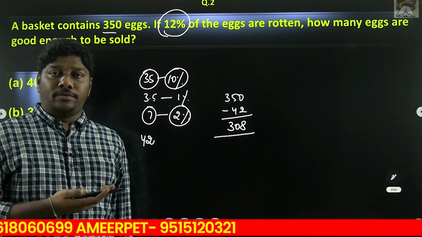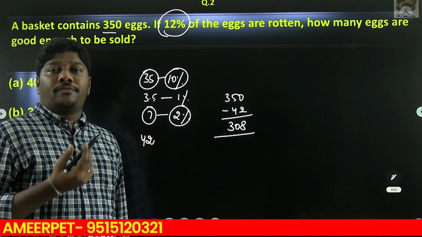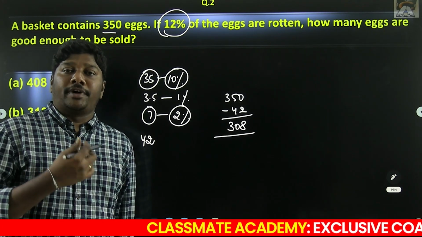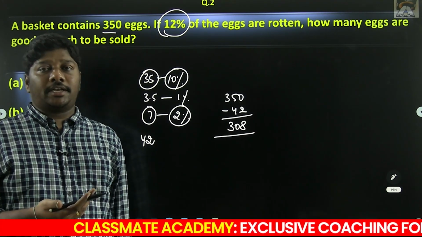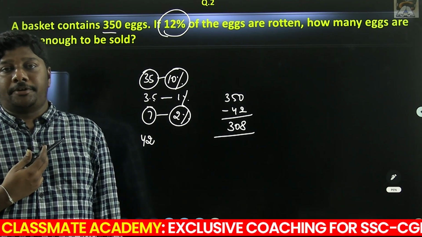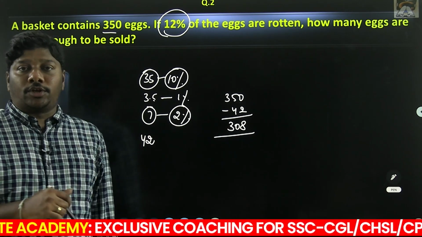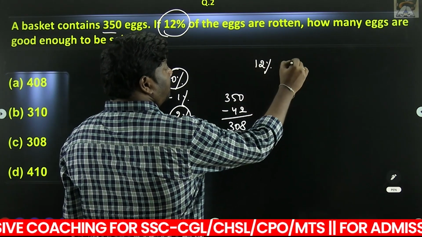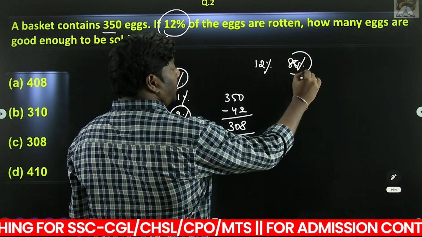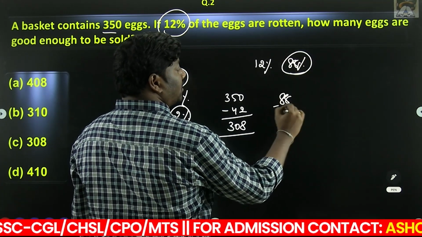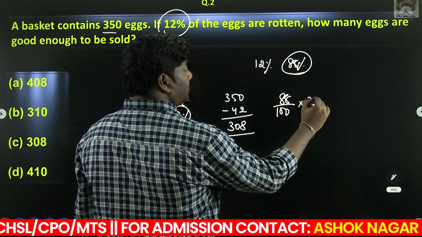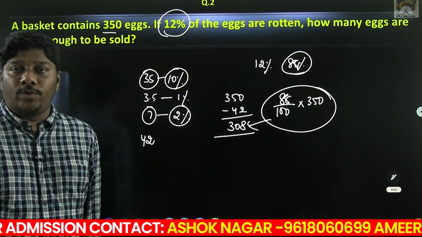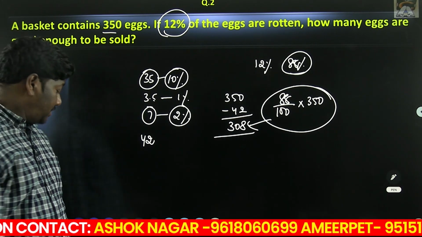This is one way to look at it. First, you are finding 10%, then you are finding 2%, then after that you are finding 12%. Directly, you can also do 12% of 350. You are going to end up with 42. Or else, if 12% are gone, 88% are left. What is 88% of 350? You'll end up with the same answer, 308. Like this also you can do it.